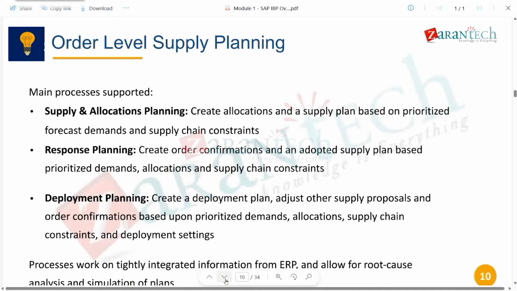The next slides are related to supply allocation planning. We know that if the product's availability is under constraint and the demand is high, then the allocation process comes into the picture. This allocation is decided by the sales team, the finance team, or the top management team. Based on profitability or on critical customer parameters, the products will be allocated to the customer.